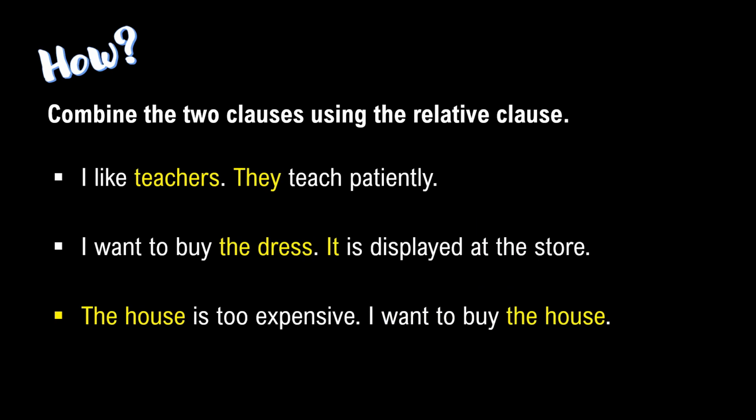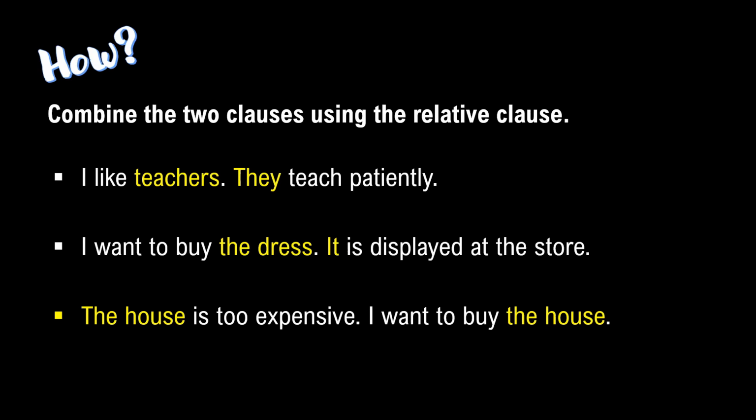How? Now, we are going to learn how we form relative clauses. In fact, when a sentence has a relative clause, it originally came from two sentences or two clauses that are combined into one sentence. So, in the new sentence, there are two clauses, the main clause and the relative clause. Let's take a look at these examples.